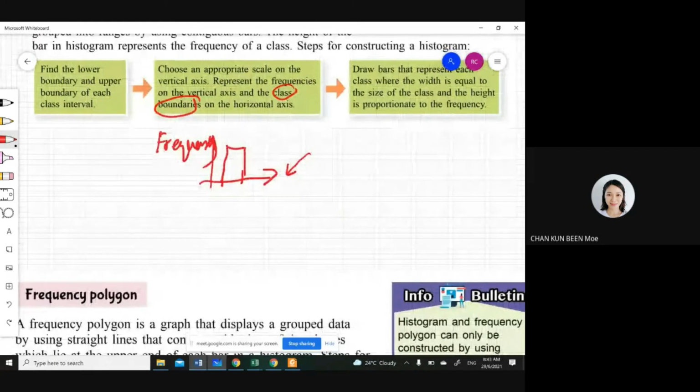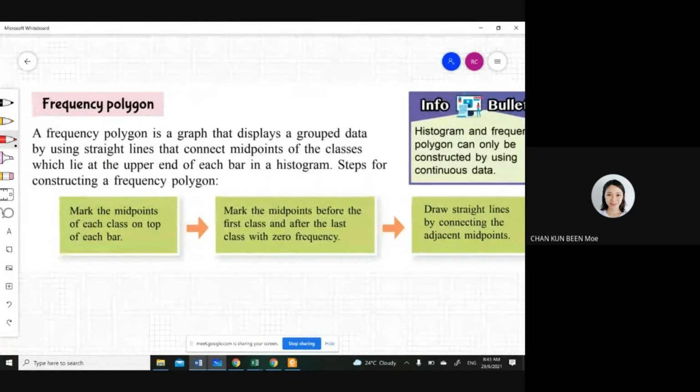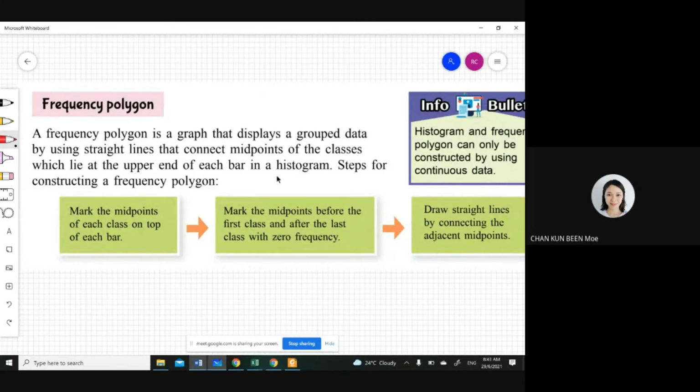Okay, now we look at the frequency polygon. Are you okay? I talk very fast here. Okay, frequency polygon is a graph that displays grouped data by using straight lines that connect the midpoints of the classes. That's why just now you learned all the 5 different things: the lower limit, upper limit, midpoint, lower boundary, upper boundary. So for frequency polygon, you will need midpoint. You've got to remember this. Frequency polygon, you need midpoint, which lie at the upper end of each bar in the histogram. So we will see this later on.